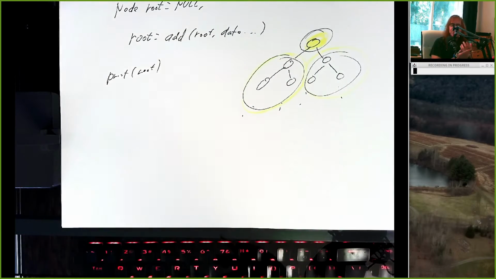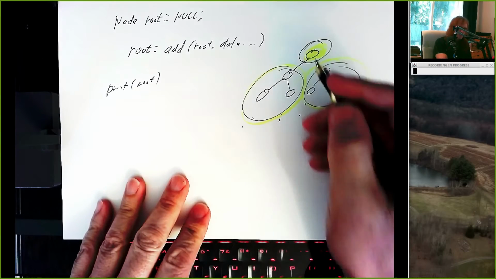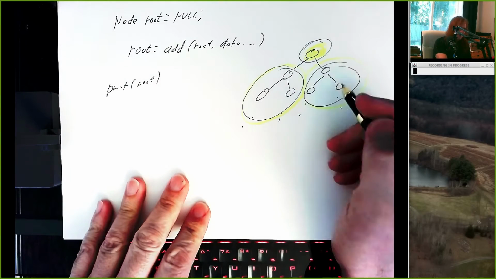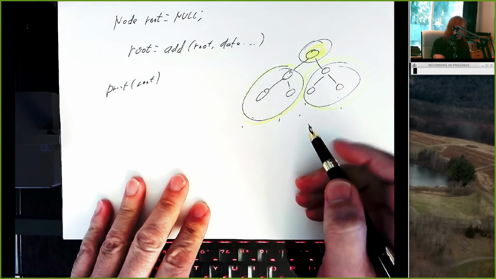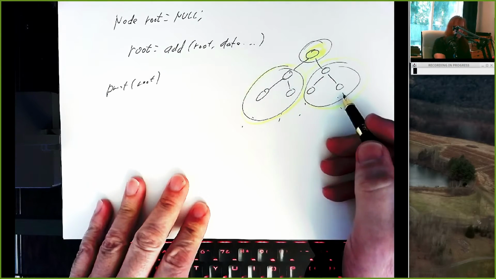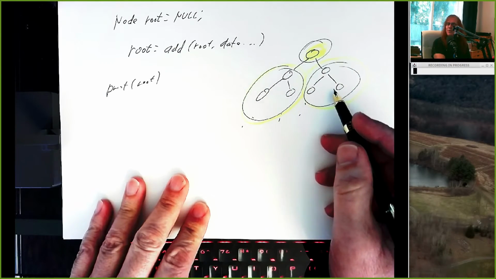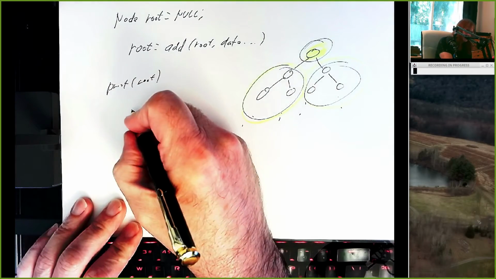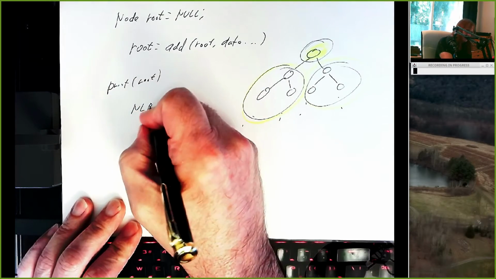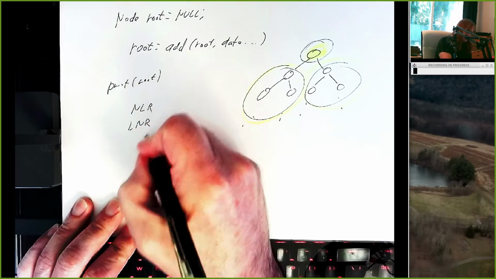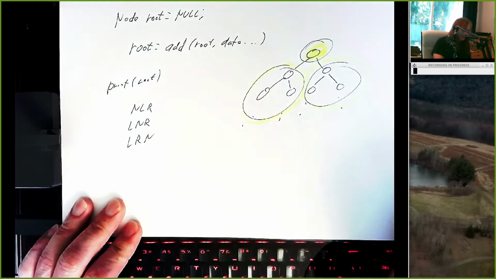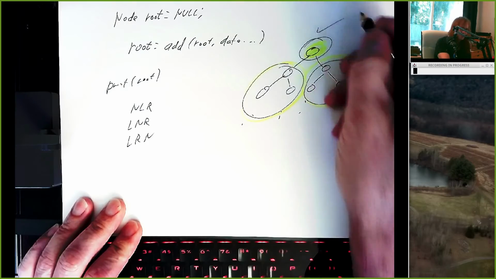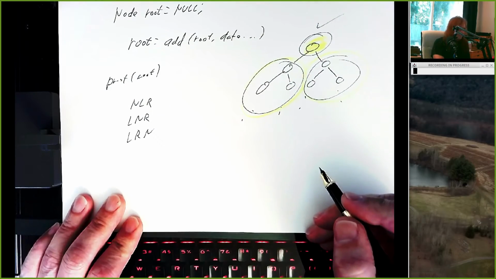But there's three orders in which we can do this. We can print the node first, and then the left and the right trees. Or we can print the left tree, and then the node, and then the right tree. Or we can print the left and right trees first, and then the node. And so that's the difference between node left right, left node right, and left right node. It's the N that tells you when you actually print the root data.